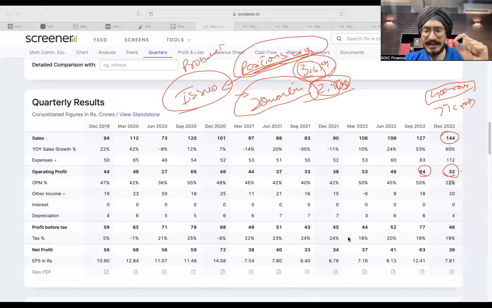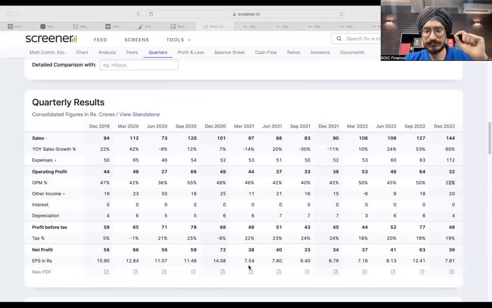Clarity आई MCX के ऊपर? Everyone in the comment section, clarity आई MCX के ऊपर? This is why position sizing is the most important thing in life, right?